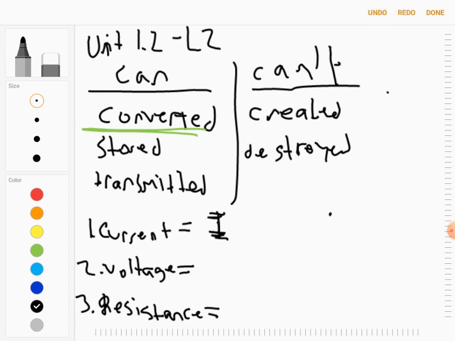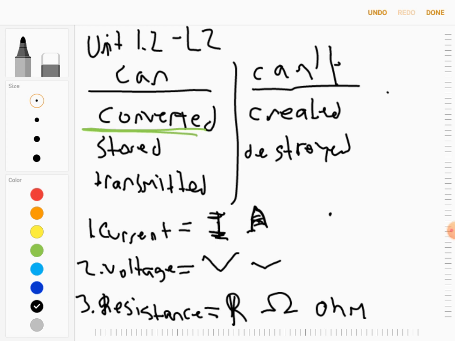Anyways, then voltage is V, and then resistance can be described with the letter R. And the units for current can be amps, which is described with the uppercase A, and then volts for V, so lowercase v, and then ohms, which is represented by the Greek letter omega. And ohms is spelled like that.